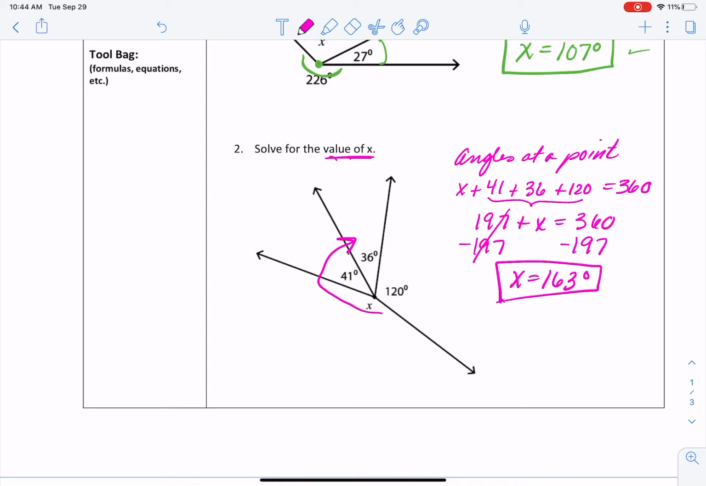So angles at a point. Here's our point. They form a circle, right? So 360. As we go around the point, we come all the way back. So we start at angle X, and we go all the way around, and we get to the other 220, then we've made a full circle, and so that's why it's 360 degrees.